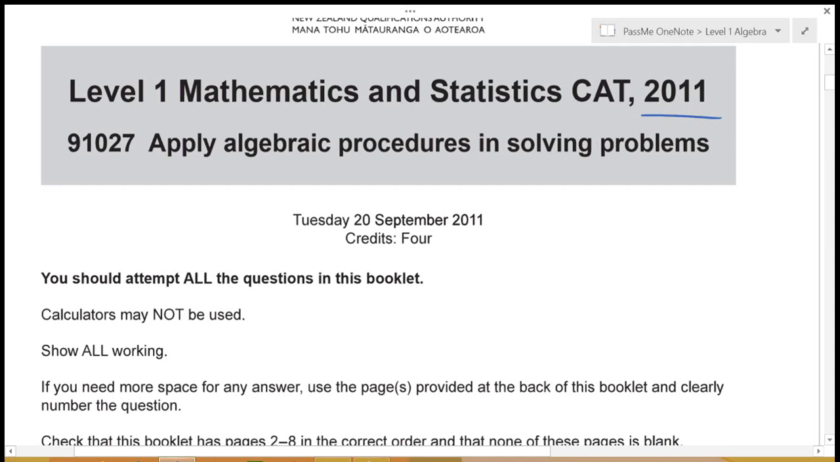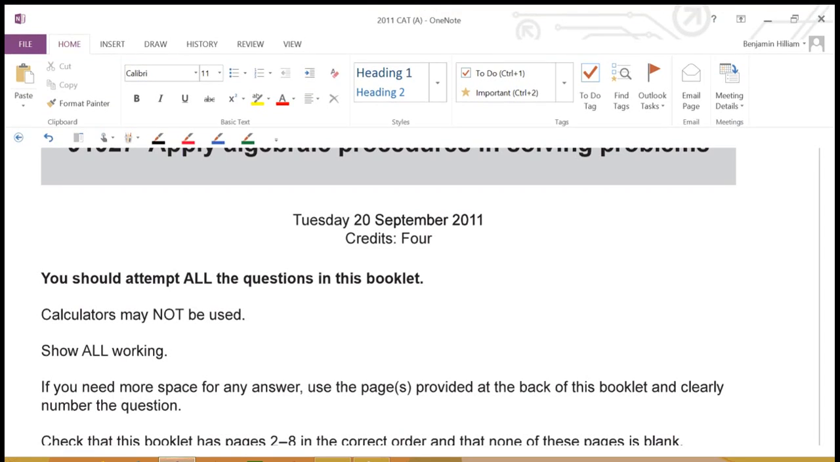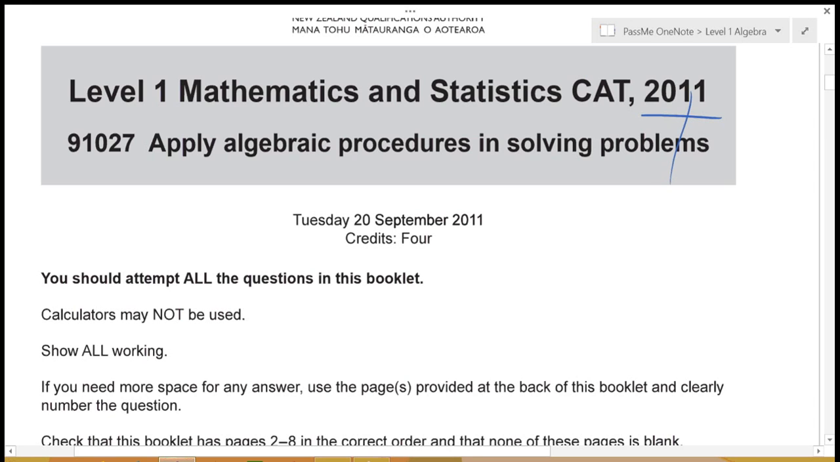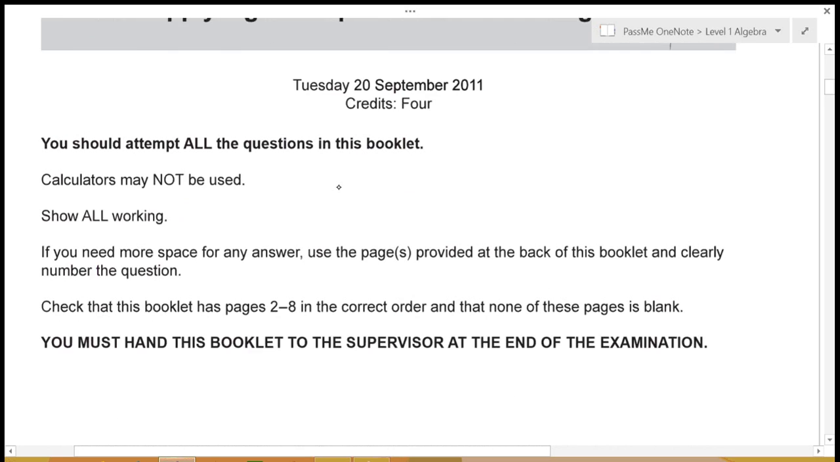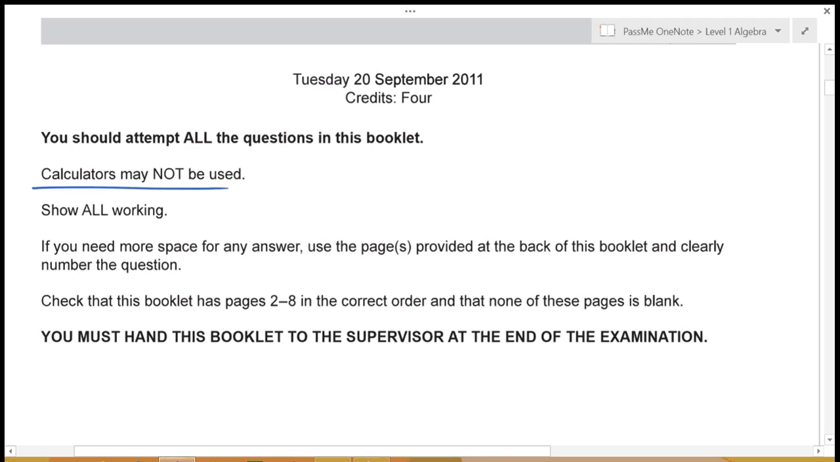Okay team, here we are looking at the Level 1 CAT for Mathematics in 2011, and just draw your attention to two things here. Calculators may not be used and we must show all working, so just be aware of that when you're looking at these.